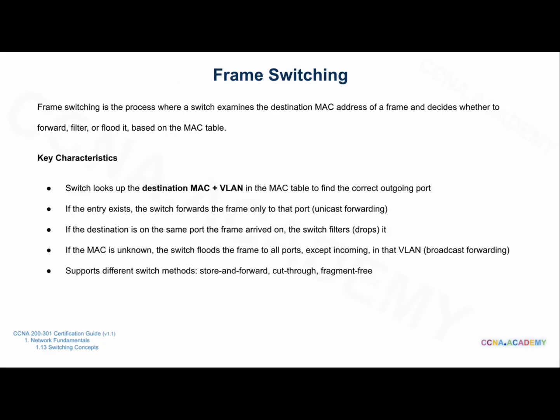Frame switching is the core function of a switch. When a frame arrives, the switch checks the destination MAC and looks it up in the MAC table. If there's a match, it forwards the frame only to that specific port. If the destination happens to be on the same port the frame came from, the switch filters it out because forwarding it would be pointless. But if the switch doesn't have an entry, meaning it doesn't yet know where that MAC address lives, it floods the frame. This forward, filter, or flood logic is the foundation of switching.